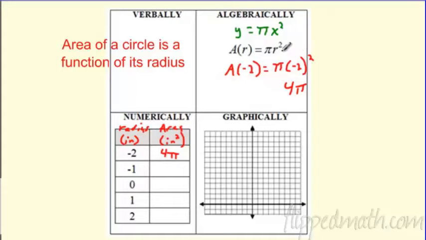If I put negative 1 in for r, what comes out? You get plain old pi, because you square it. 0, 0 times anything is 0. What happens if I put positive 1 in there? I get normal pi. If I put a 2 in there, 2 squared is 4, I get 4 pi.